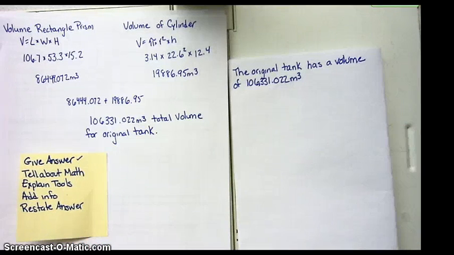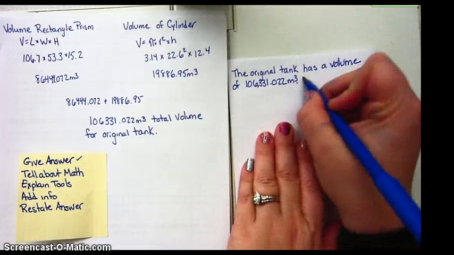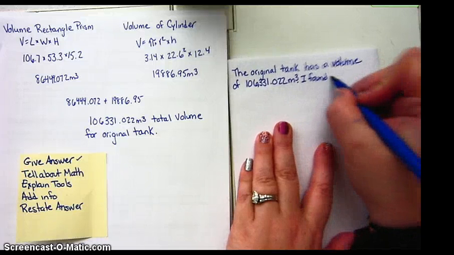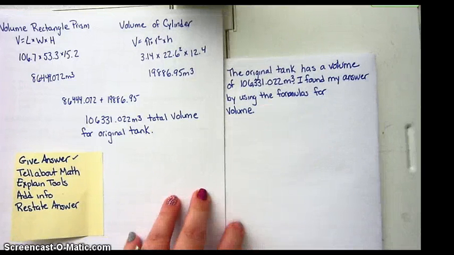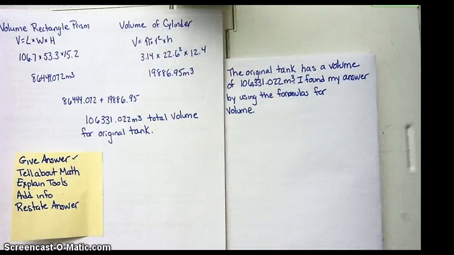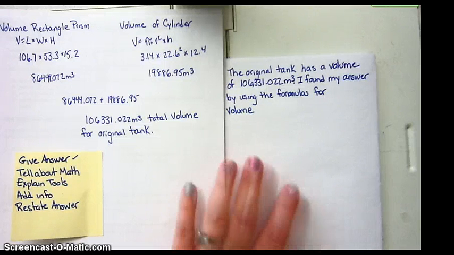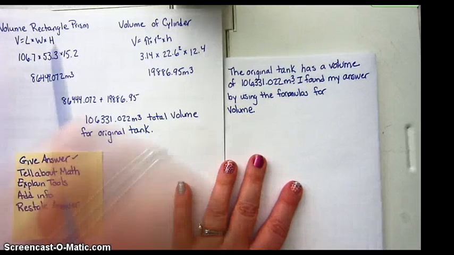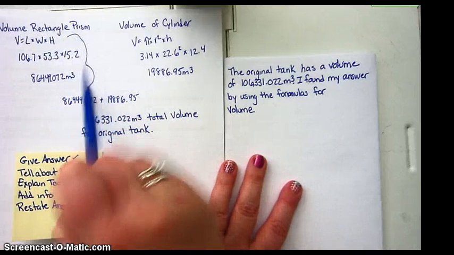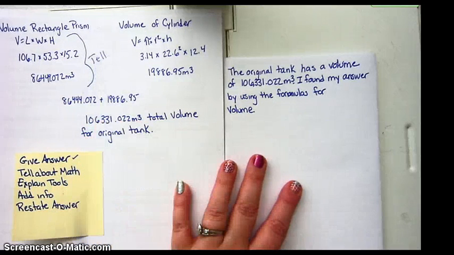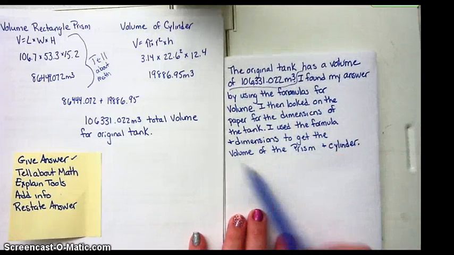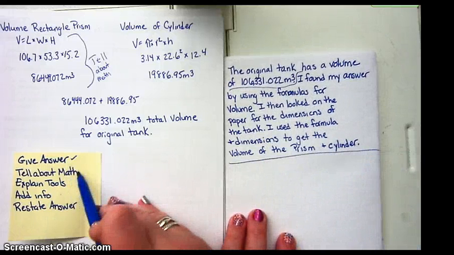I now need to tell about the math. I found my answer by... So go ahead and fill in how you found your answer. This is going to be a little bit more detailed than just "I found my answer by using the formulas for volume." You're going to want to explain where you got your numbers and the dimensions from. So we're really working on explaining this part. This is the telling us about the math. So from here all the way down, that is all my statement about telling about the math.